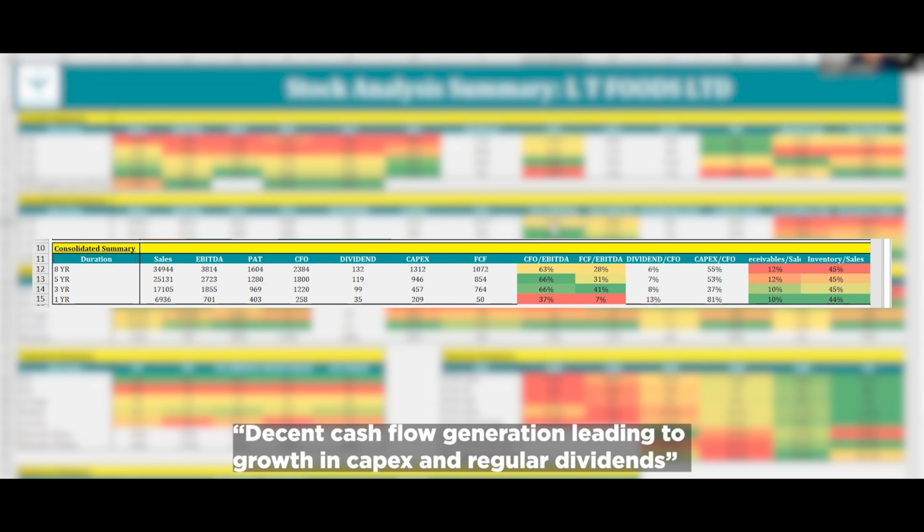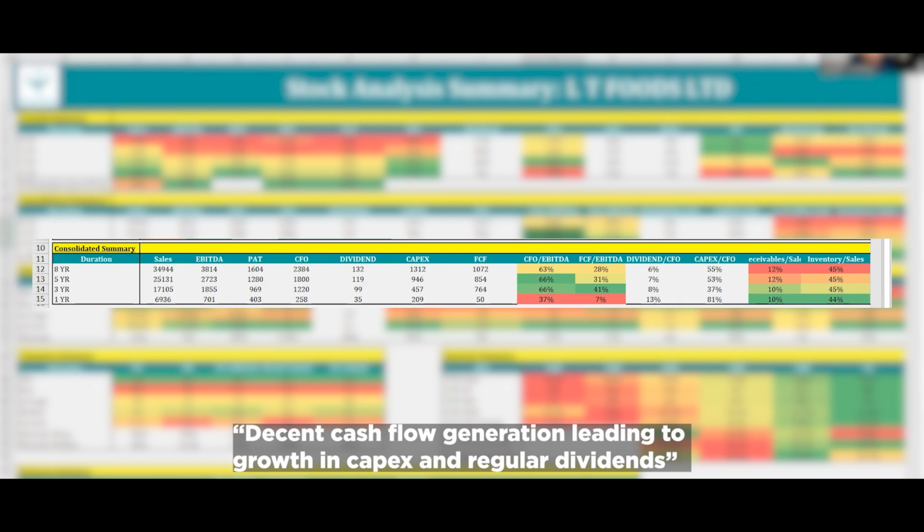So how much of EBITDA is the company able to convert into cash flow? Those of you who watch my videos regularly, I can remind you of some videos where I spoke about my quality investing framework, and cash flow generation is an important part of it. I look for companies which are able to convert 70% of EBITDA into cash flow from operations, at least 60%. This company has been able to generate more than 60%. It's not great, but it's not bad.